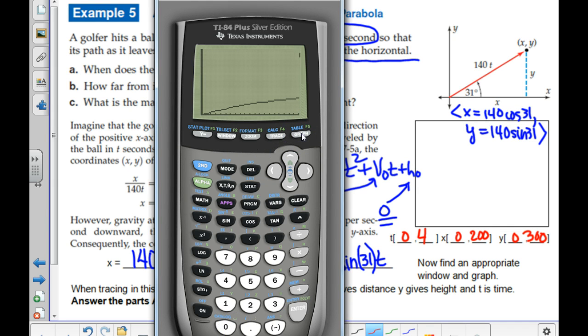Okay, graph. We need to keep going. We need to move, which one do we need more of? X. So I'm going to change the X max. We can go 1,000. Uh-oh. It stopped in midair, so we need a little more time. So I'm going to go 0 to 5 seconds, or 6 seconds should be fine.